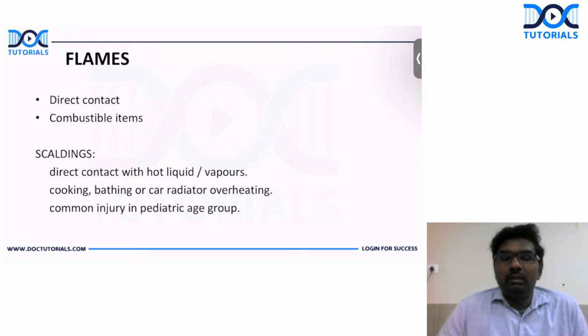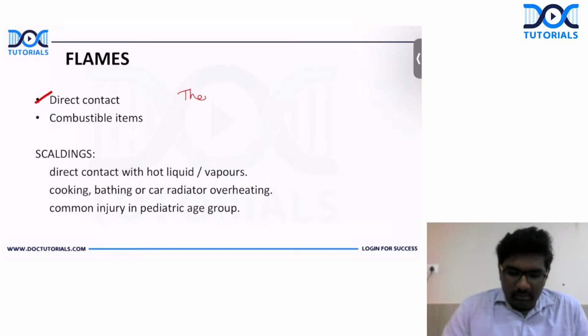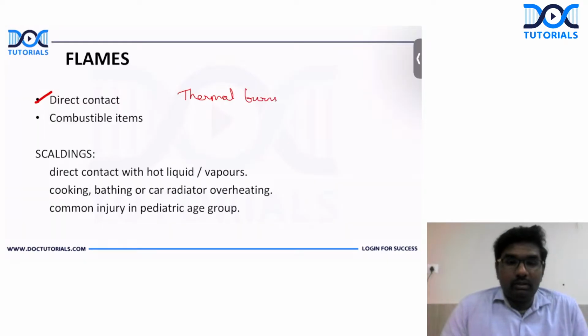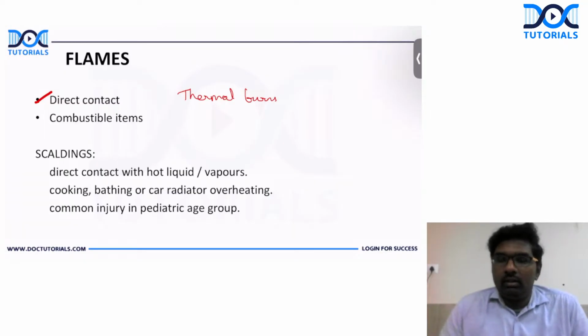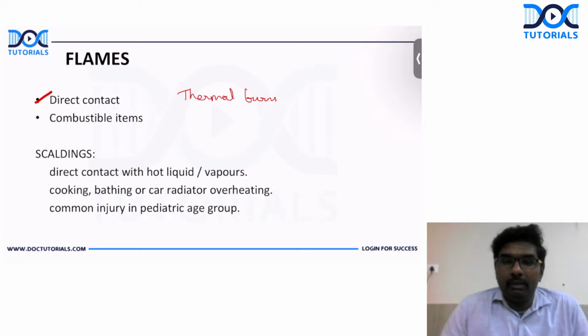Thermal burns can be caused by flame. What is flame? It is a combusting substance that produces flames. So any direct contact with flames can cause thermal burns. Combustible items, it may be gasoline or wood or petrol, anything can cause flames, and these flames can cause thermal burns.